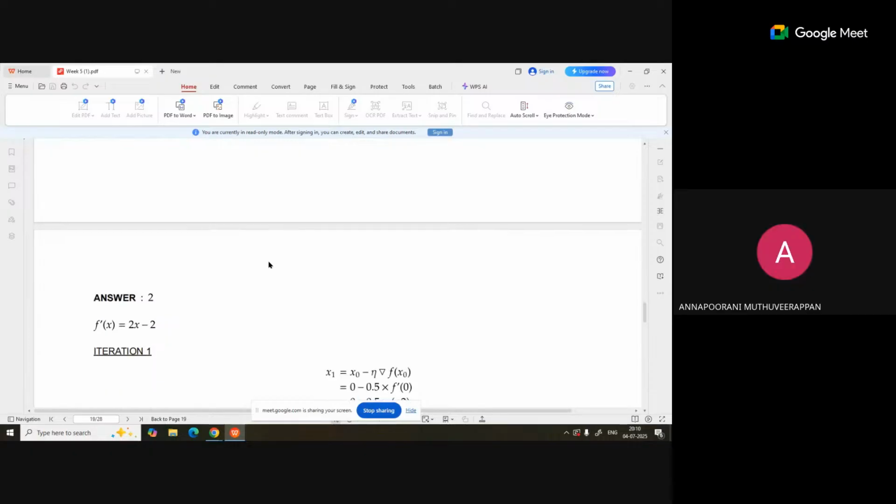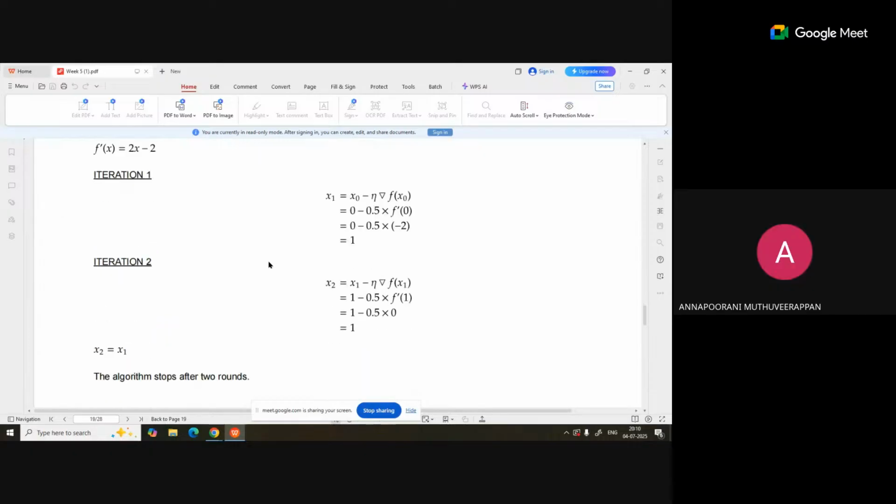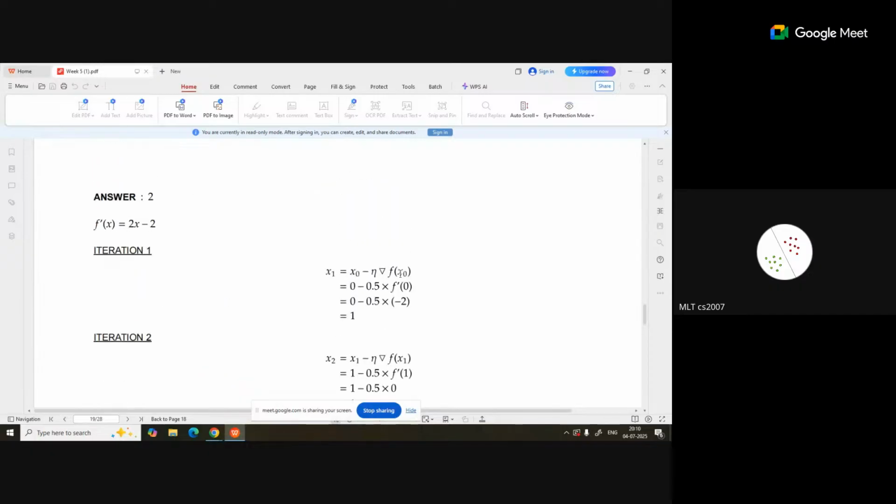No. The scalar is 0.5. Some notation you are using, you are giving the answer for this. Okay, fine. I hope all of you know this, right? It's not difficult for you.